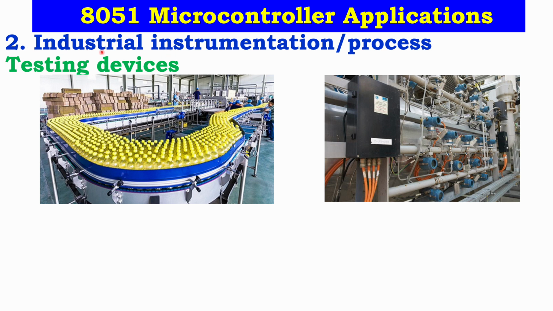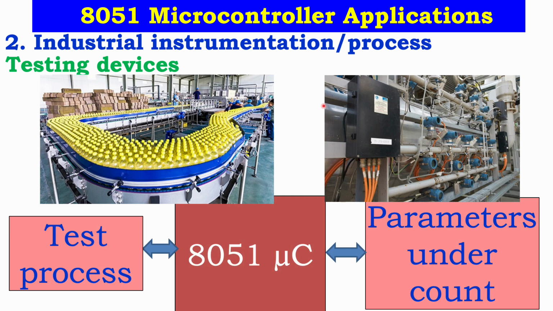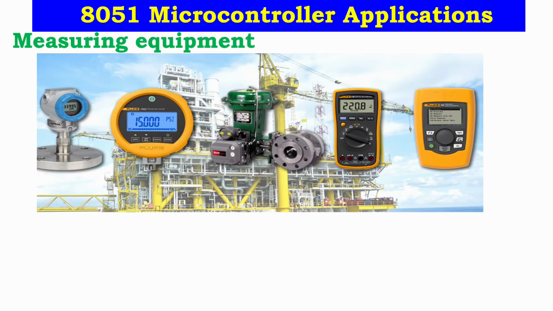What is the second application? Industrial instrumentation and automation process. In an industry, I gave one photograph here. Many bottles are filled with the required liquid, which will be capped later and sent out for packing. So this is the industrial instrumentation and automation process. This also uses the 8051 microcontroller for the whole process. The parameters are counted, the testing process is validated, and the bottles can be sent out for packing. So this is the second application.